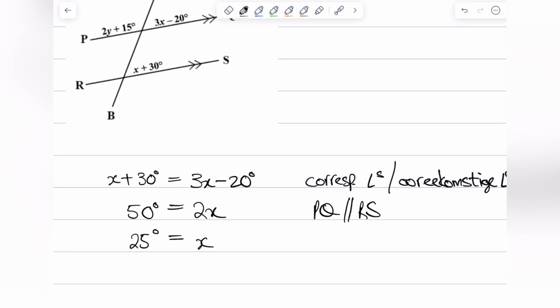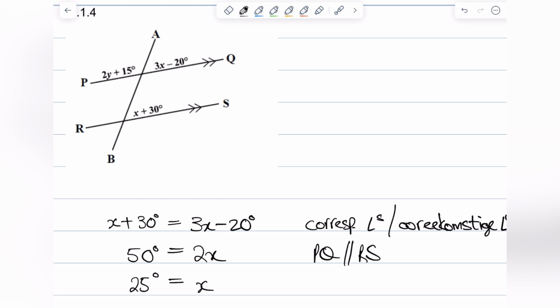So what do I do with this? Remember we said that in order for us to solve for the y, we need to know at least the value of this angle over here, because then we can use adjacent angles on the straight line PQ. If I can find the value of this, then I can simply take that away from 180 degrees, and we can find y. So I need to find the value of 3x minus 20 degrees. And now that I know what x is, I can simply use substitution.